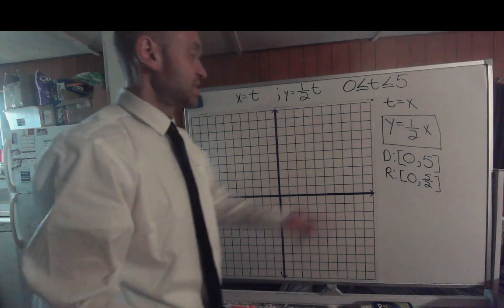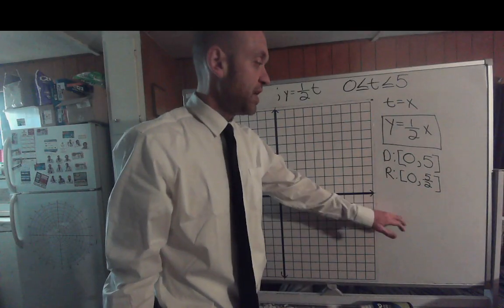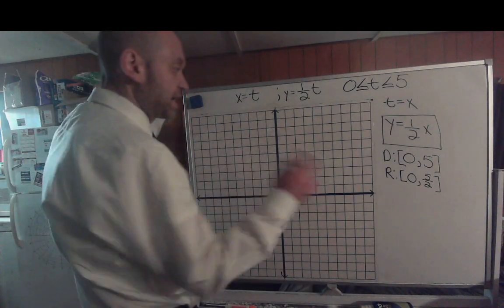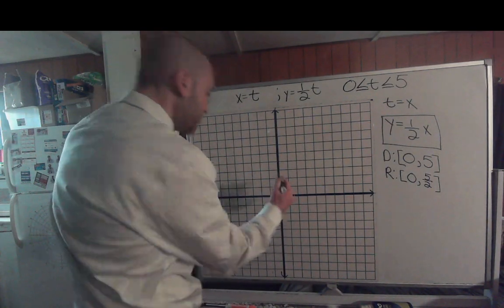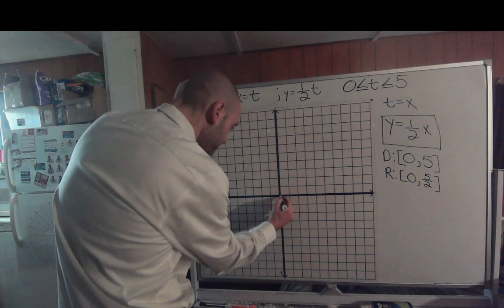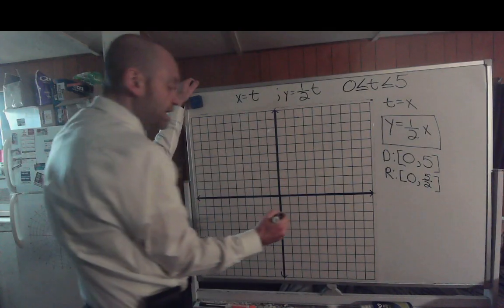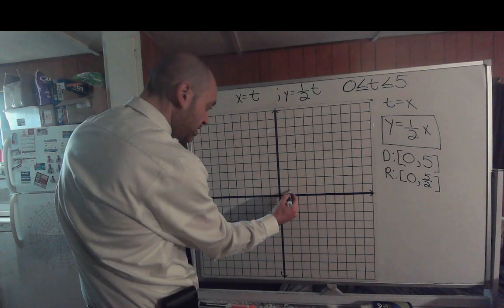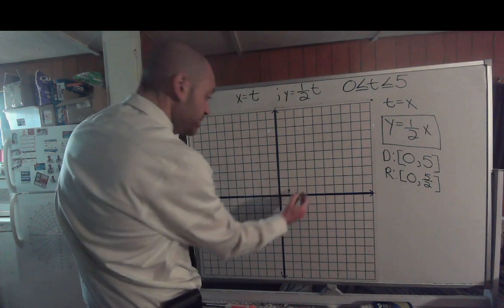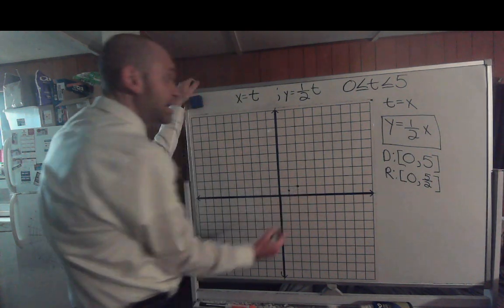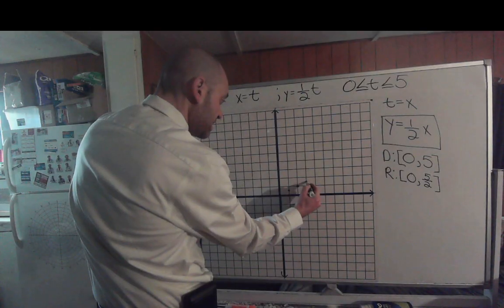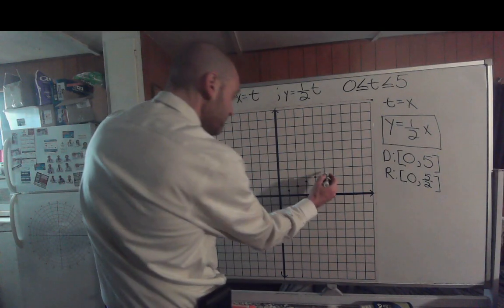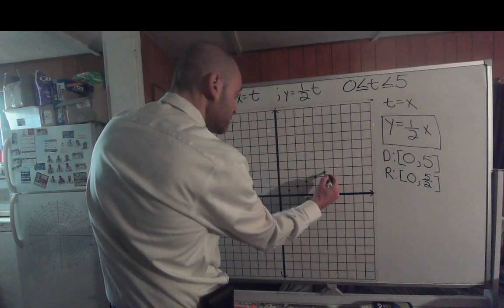So the domain of this function in this case is only from 0 to 5, the range is from 0 to 5/2. So let's pick x equals 0. Of course, you'll get the point 0, 0. Why don't we pick, let's see, x equals 1, you would get 1/2. X equals 2, you would get 1. X equals 3, you get 3/2. X equals 4, you get 2. X equals 5, you get 5/2. And that's actually as far as you can go.